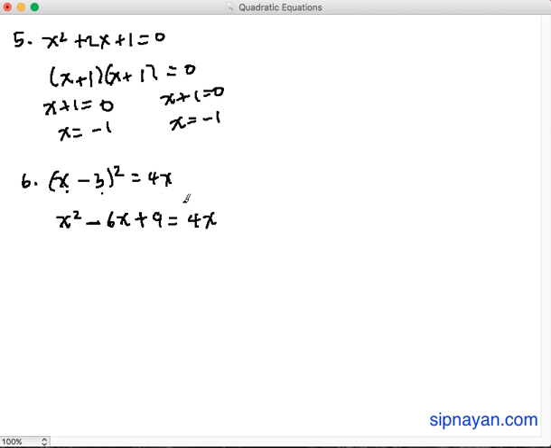And then we want everything to be on the left-hand side of the equation. Gusto natin palaging 0 yung nasa kanan. So, we subtract 4x from both sides. No? So, mag-minus ako ng 4x dito. Mag-minus ako ng 4x dito. Diba? So, that means that I have x squared minus 6x minus 4x is minus 10x plus 9 equals 0.